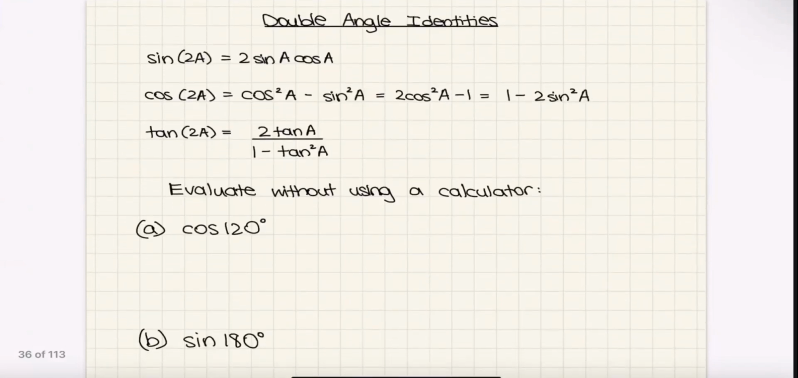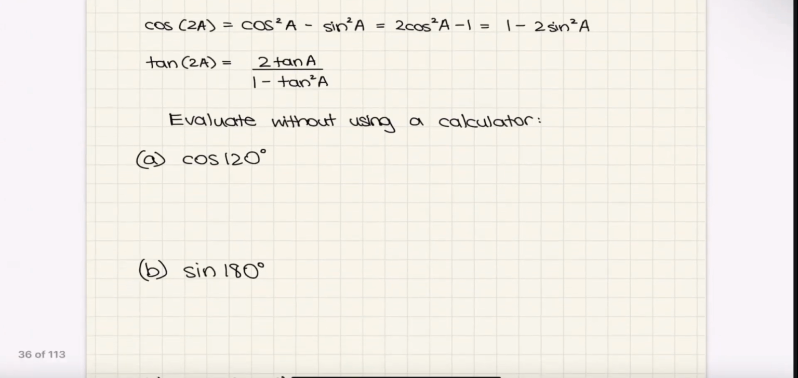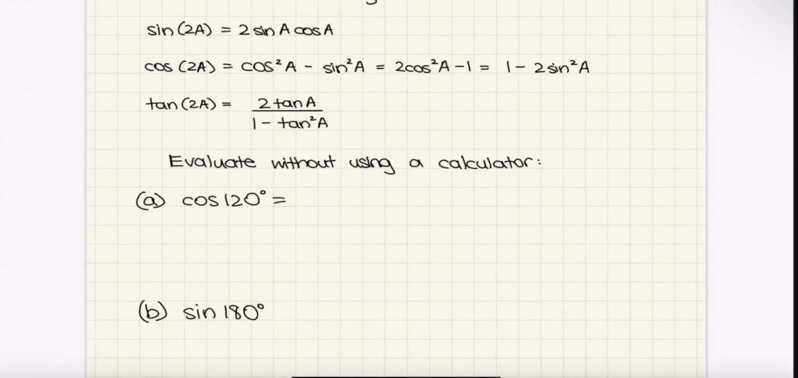Okay, so first let's start with number one, which is cosine of 120. If we are to use the double angle formula for this, we can note that cosine of 120 is the same thing as cosine of 2 times 60. So therefore, our A value in this case, given that the equation gives us cos 2A, our A value here is 60, because 120 is double 60.